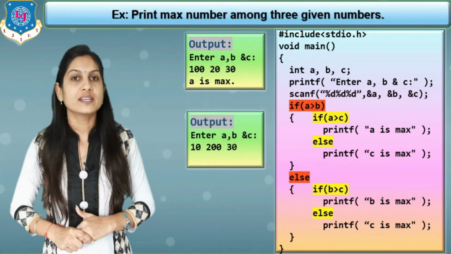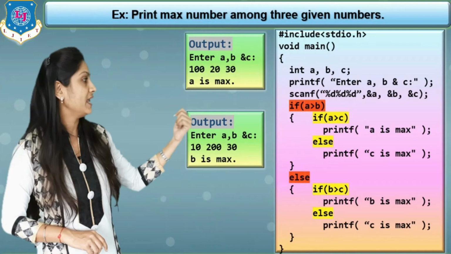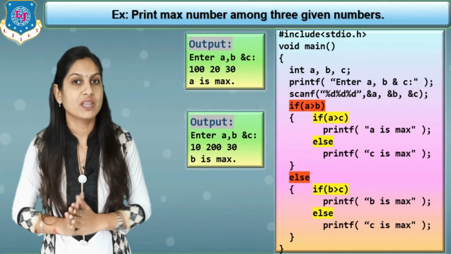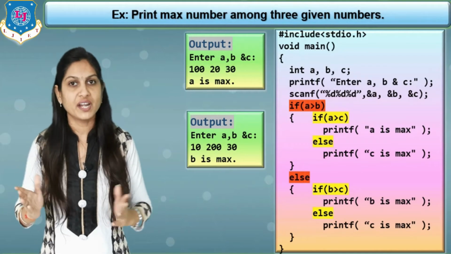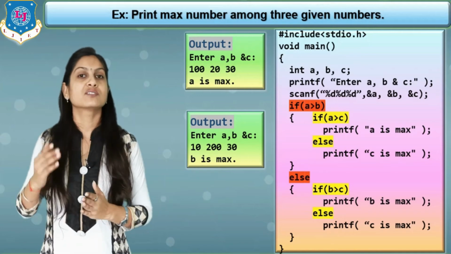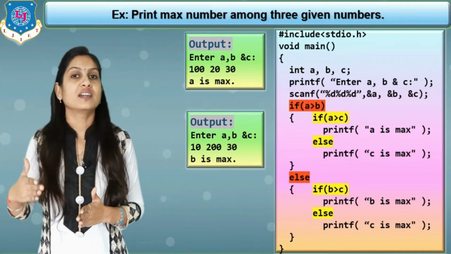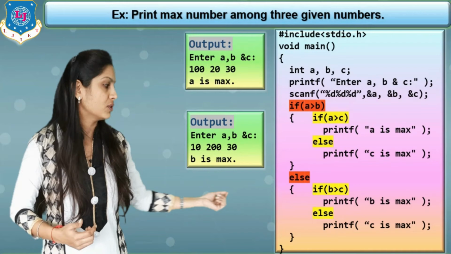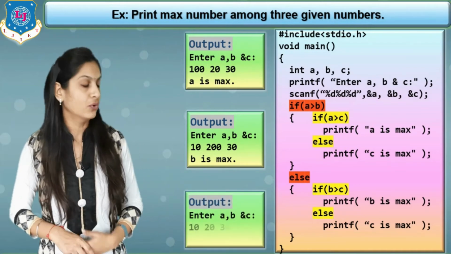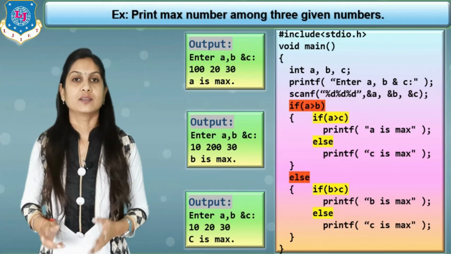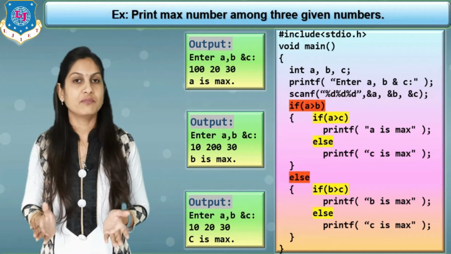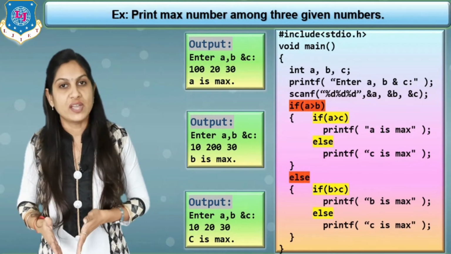Now check for another output. a is 10, b is 200 and c is 30. In this case, the first condition becomes false. Is 10 greater than 200? No. So move to the else part and check the second condition, that is b greater than c. Is 200 greater than 30? Yes. So the message is b is max. Now check for the third input, that is a is 10, b is 20 and c is 30. So the first condition is obviously false, that is 10 is greater than 20.